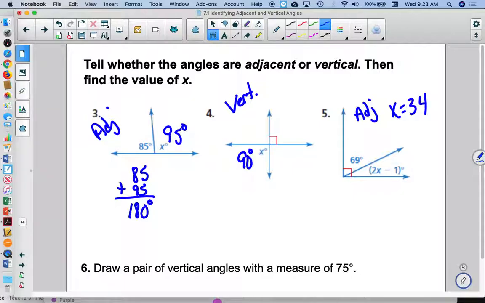And how do you know it's 34? 69 minus 1 is 68, divided by 2 is 34. So you said 69 minus 1 gives you 68, divided by 2 equals 34, okay? Sorry, I subtracted before I did that, so it'd be 90 minus 68. I got x equals 10. Yeah, I got 10.